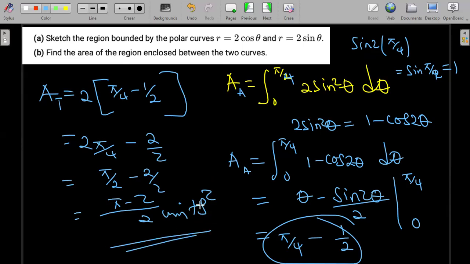So that would be the area of the region between those two polar curves. So you can try it out over the other region that I gave. You should be able to get the same answer. All right, so that's all for this video.